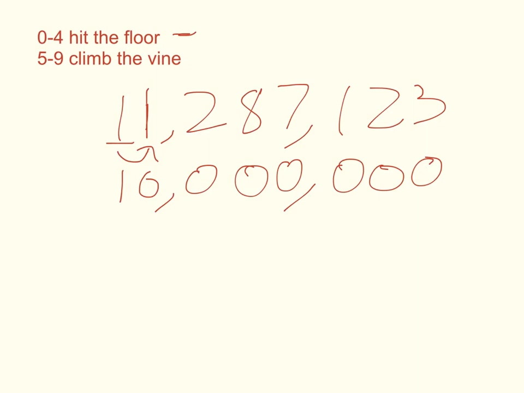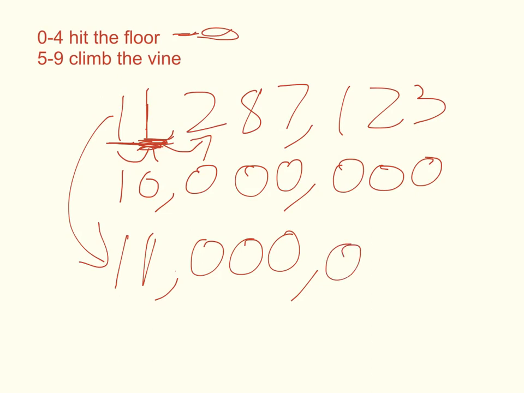So let's now round instead to the millions place. So we have 11. So I'm going to keep this number the same. And then I look next door to the 2. 0 to 4, hit the floor. So it's going to stay the same because 0 to 4 hit the floor. So it's going to stay 11 million. And then everything else becomes zeros.